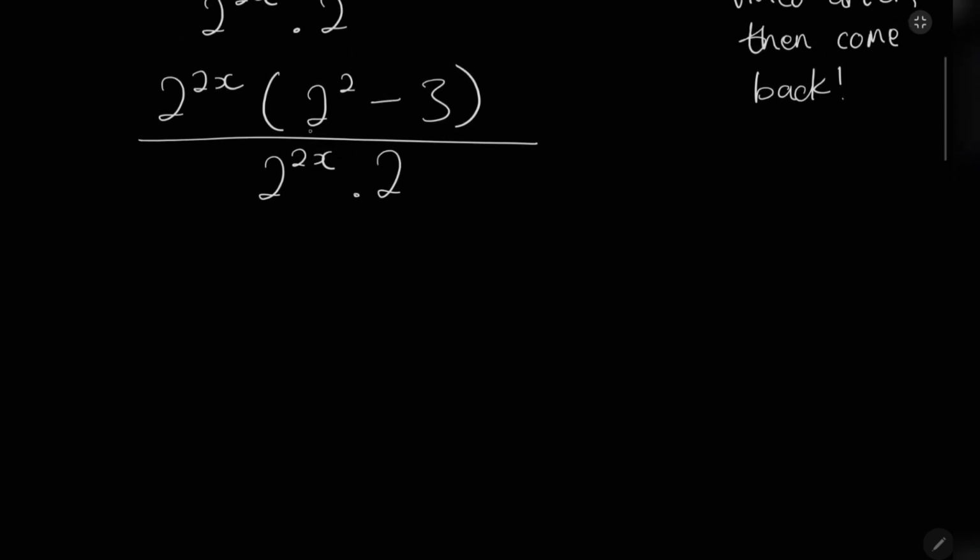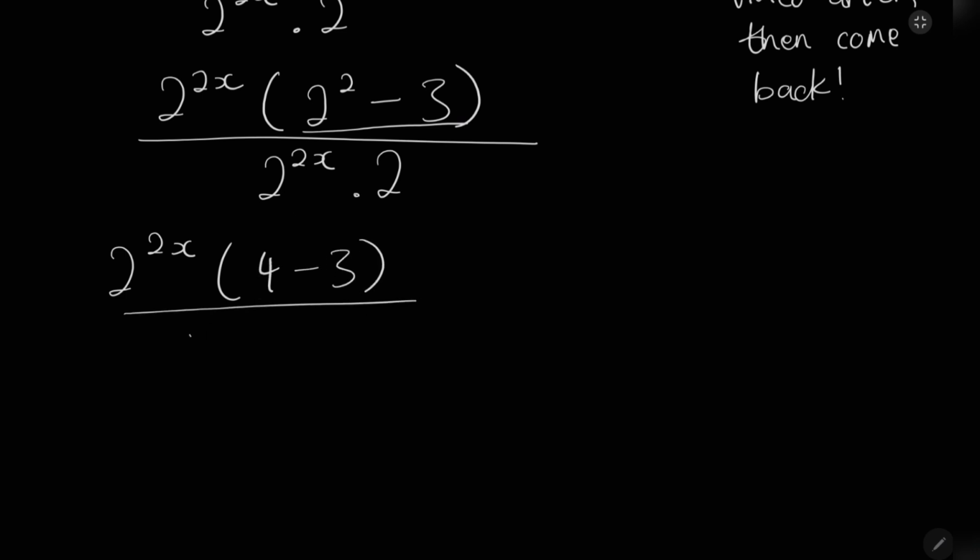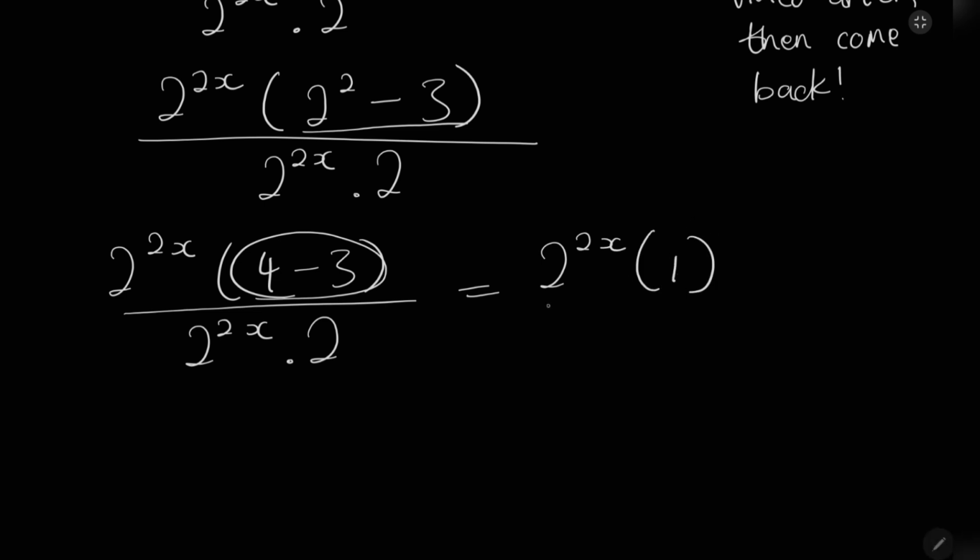So we can try to calculate what's in the bracket so we can simplify things for ourselves. 2 to the power 2x, then you have 2 squared minus 3. 2 squared is just 4 minus 3, over 2 to the power 2x times 2. Let's calculate this. You get 2 to the power 2x times 4 minus 3, which is 1, over 2 to the power 2x times 2. I hope that you guys are following. So do we have any common bases? Yes, we have 2 to the power 2x and 2 to the power 2x.